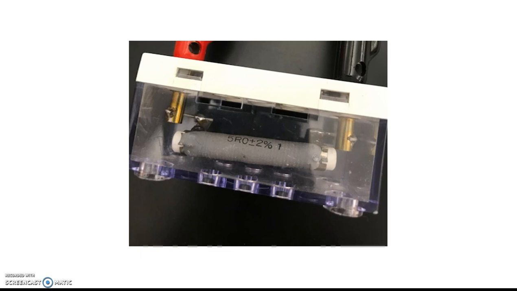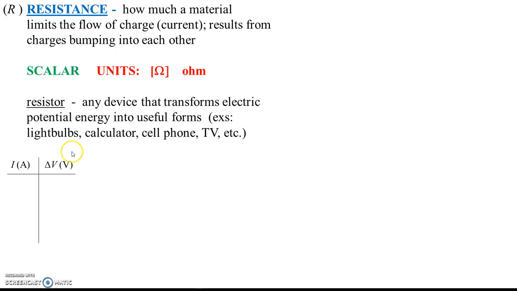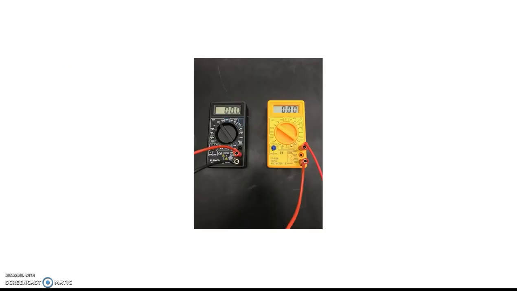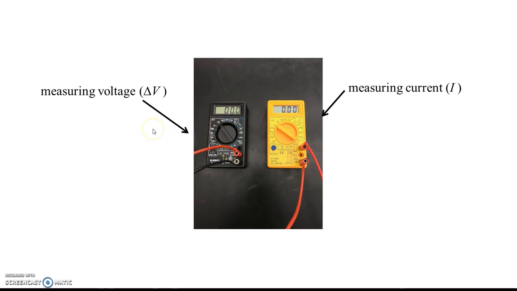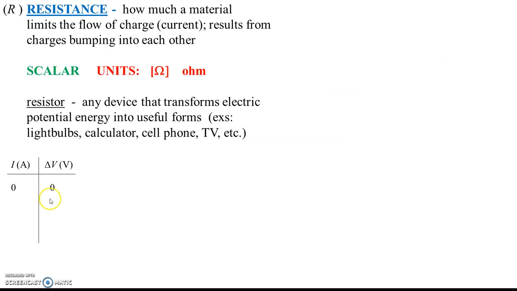Okay, so the idea is that in class I'd set this up and we would take some data for it. And so we're going to do the same thing here. So I want you in your notes to set up a data chart, current and voltage. And I've done the experiments, I've taken pictures of it, so you know I'm not just making up the data. All right, so when there's no voltage across the resistor, there's no current either. So it starts at 0, 0, so you can put 0 in both columns. This one's measuring the current, this one's measuring the voltage. Right, so it starts at 0, 0.